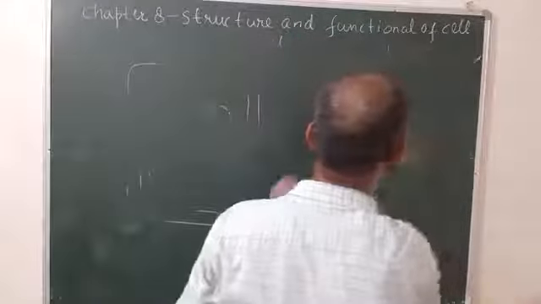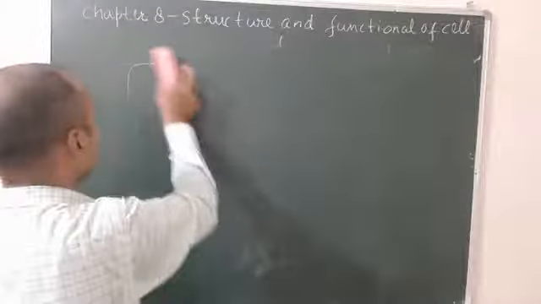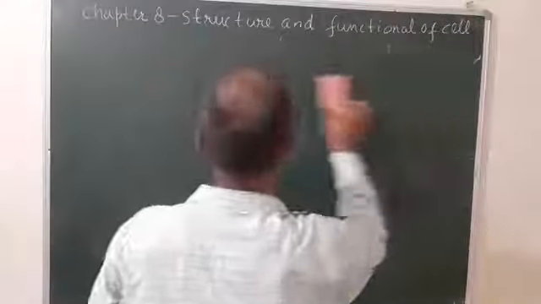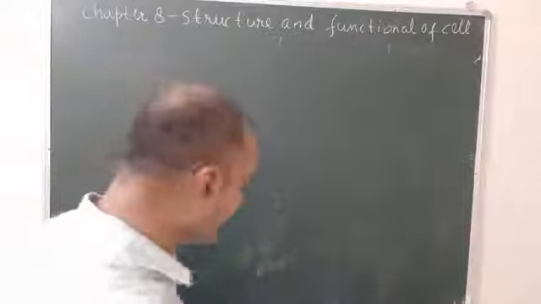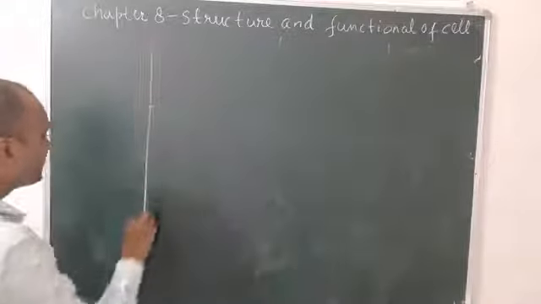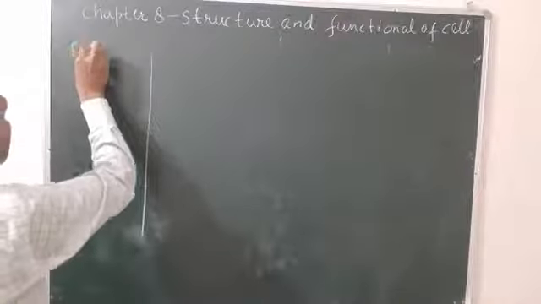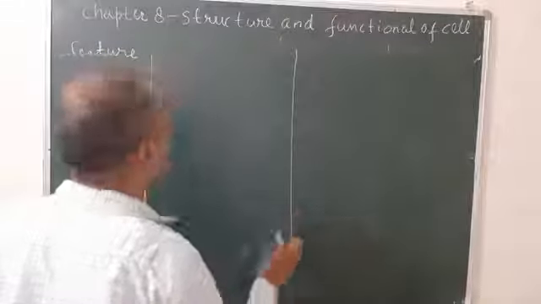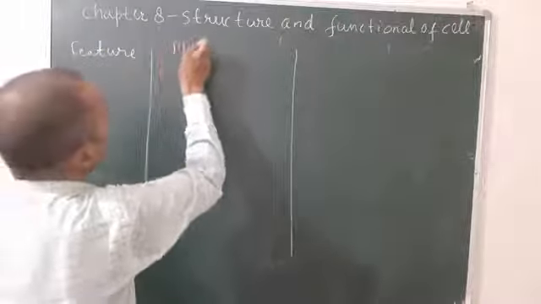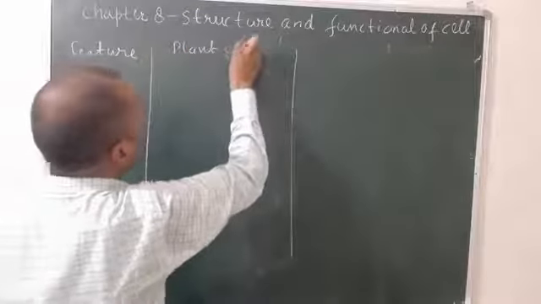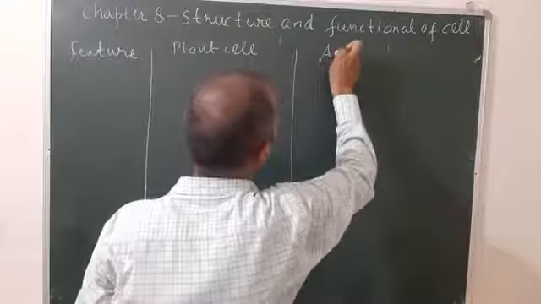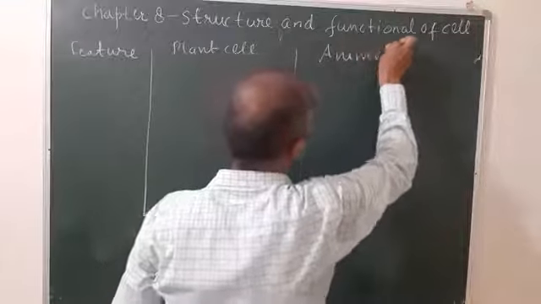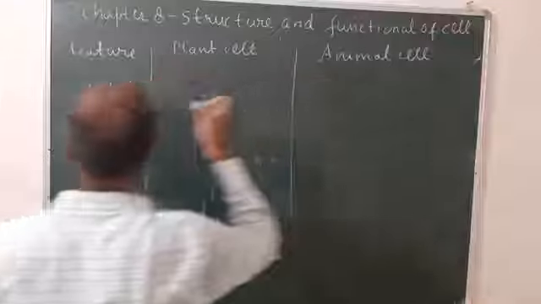So first of all, you have to make a table with 3 columns. In the first column, you will write features. In the second column, you will write plant cell. And in the third column, you will write animal cell. Let us see the first difference.